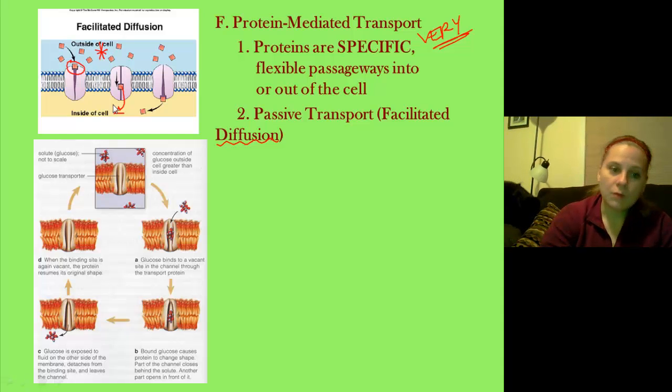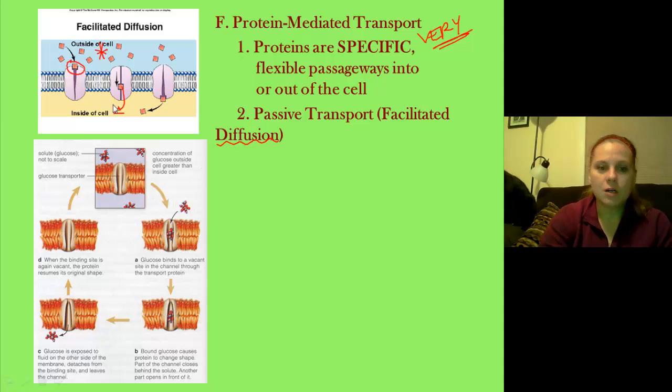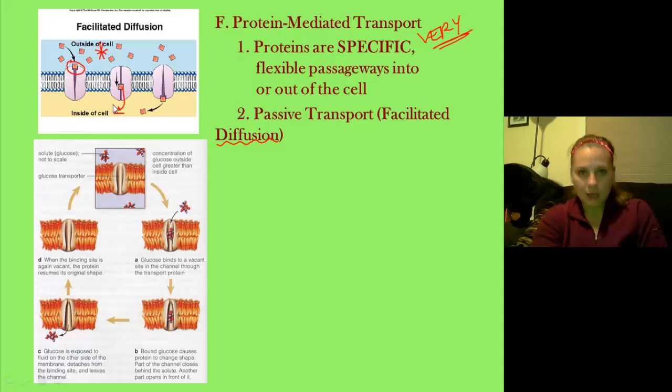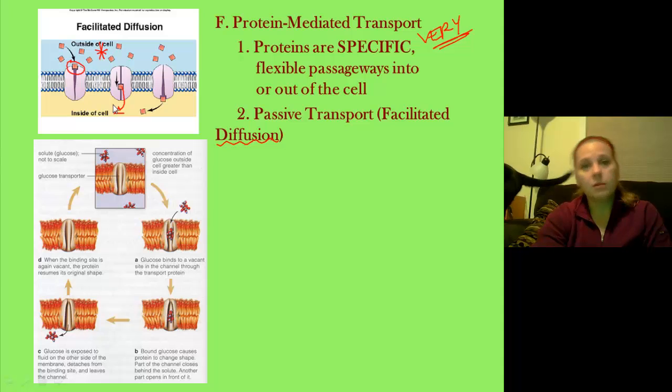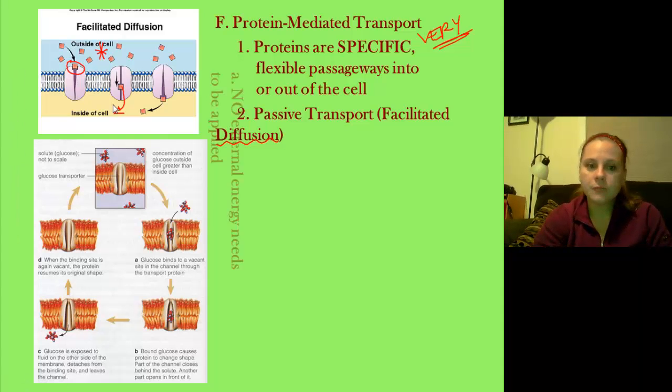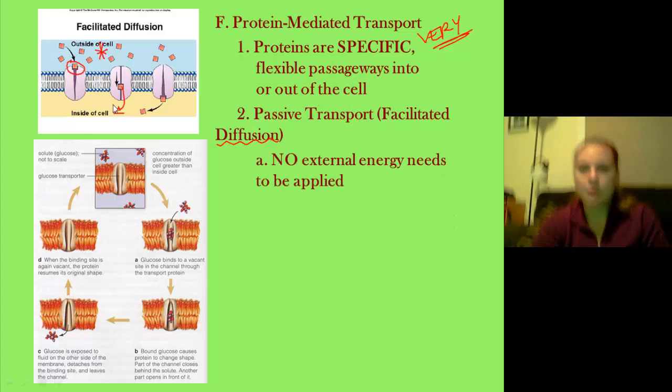Here would be more of what it looks like on a space-filling model with the cell membrane. Again, these protein channels are wedged in between the lipid bilayer. Glucose will move like this. It's a glucose transporter. We'll move them through. The protein shape will change to accommodate the molecule, either going in one end and coming out the other. So this is just some examples.